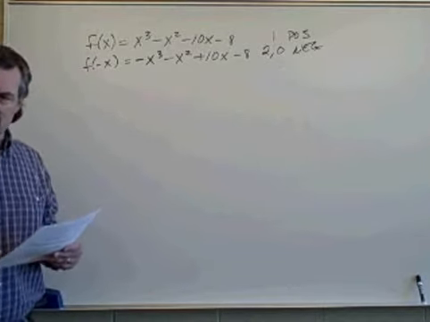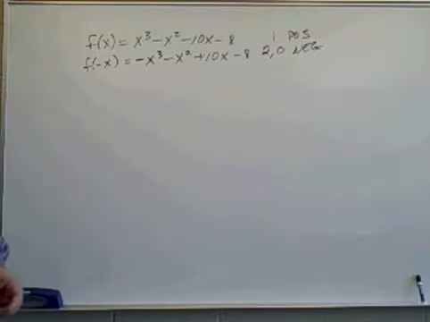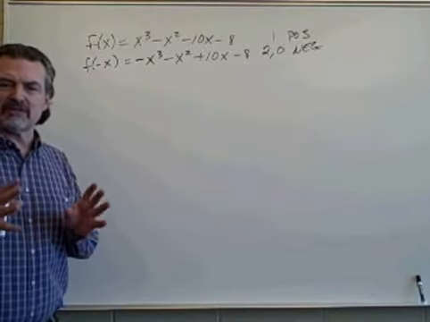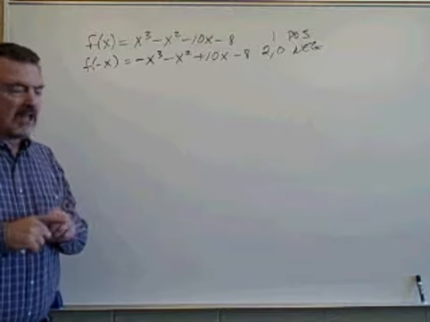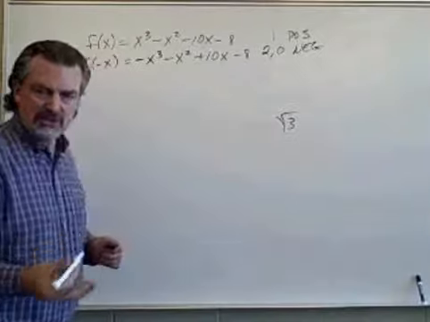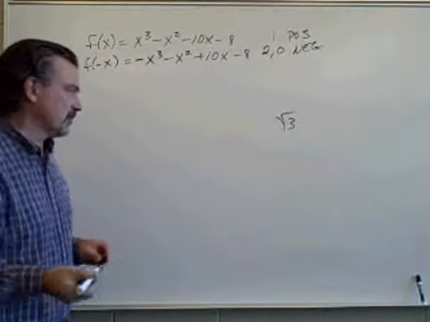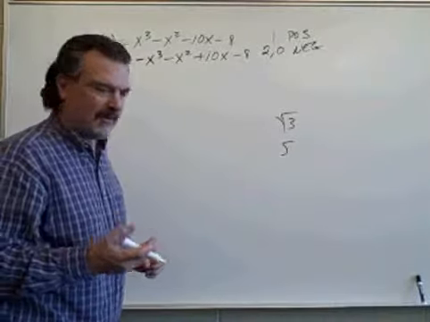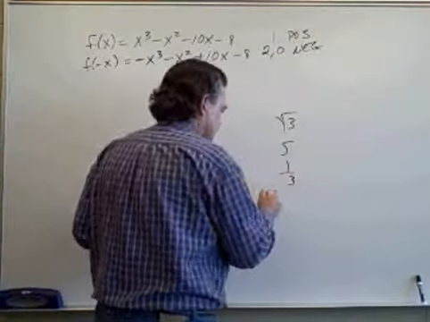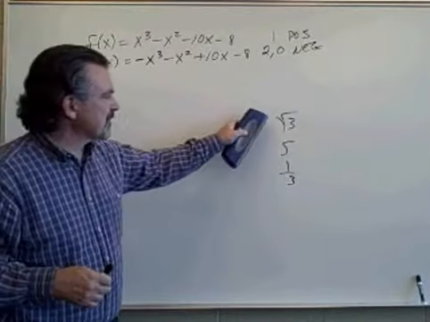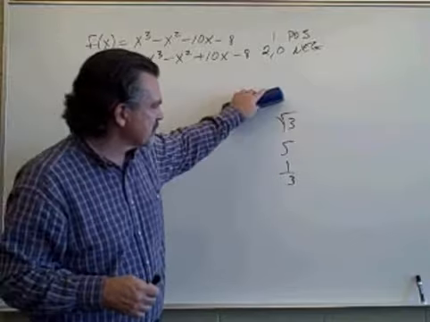the rational zeros theorem. The rational zeros theorem tells us about rational real roots, and rational numbers are numbers that can be expressed as fractions. A number like the square root of 3 is not a rational number. That's what we call an irrational number. 5 is a rational number because it can be expressed as the fraction 5 over 1. 1/3 is a rational number. It's indeed being expressed as a fraction. So this would be an irrational number. These are rational numbers.